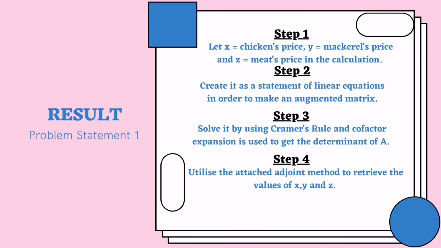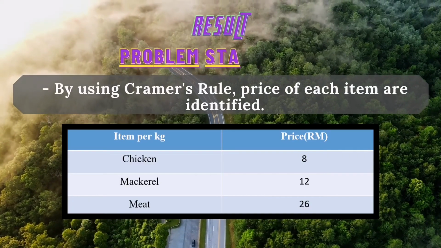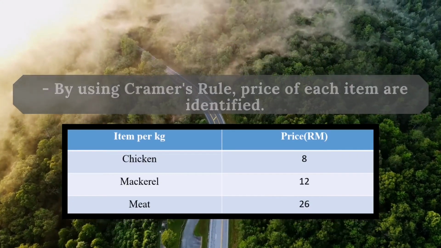After that, create a system of linear equations in order to make an augmented matrix before solving it using Cramer's rule. And then, use cofactor expansion to get the determinant of A. And lastly, utilize the adjoint method to retrieve the values of x, y, and z. By using Cramer's rule, the price of each item is identified.